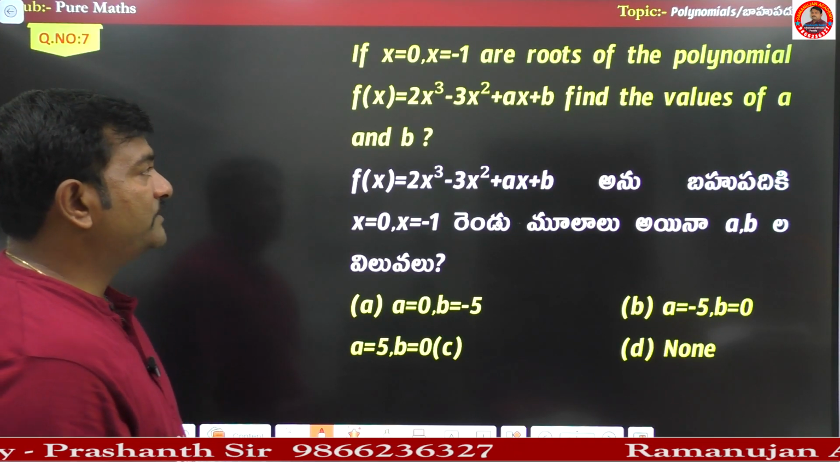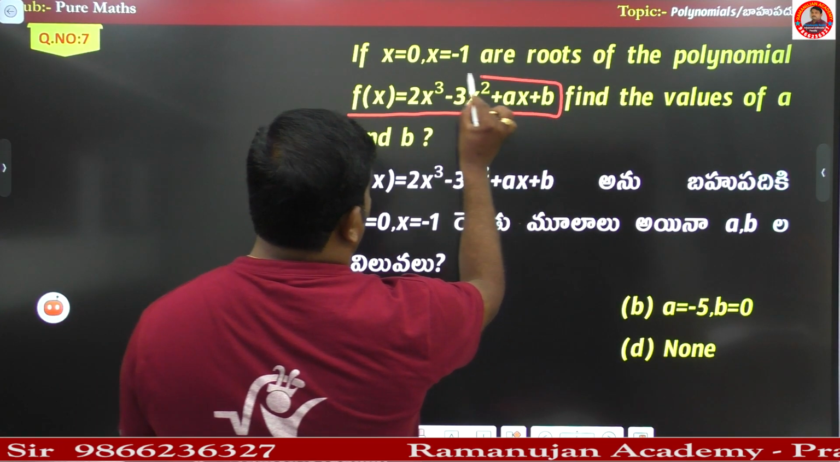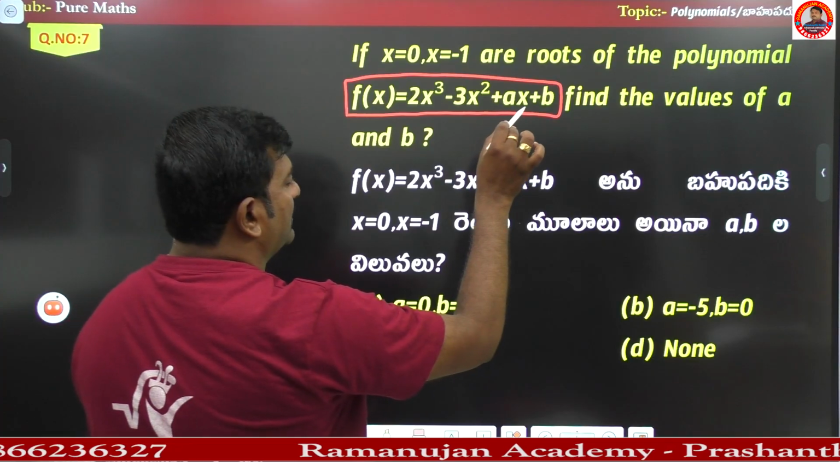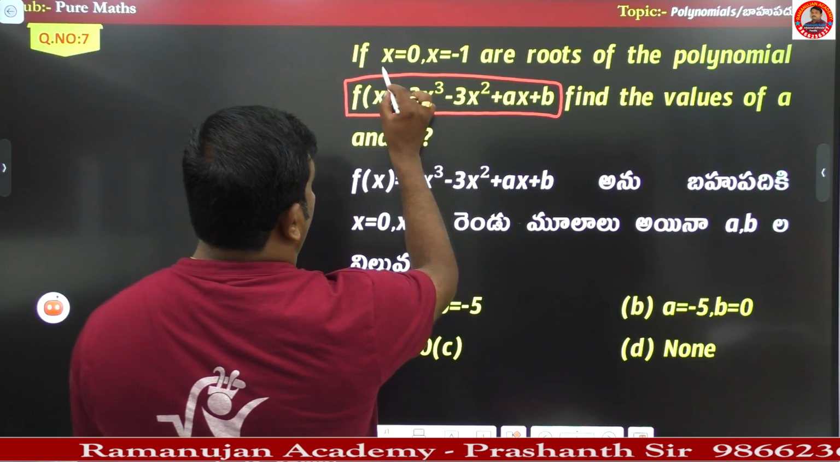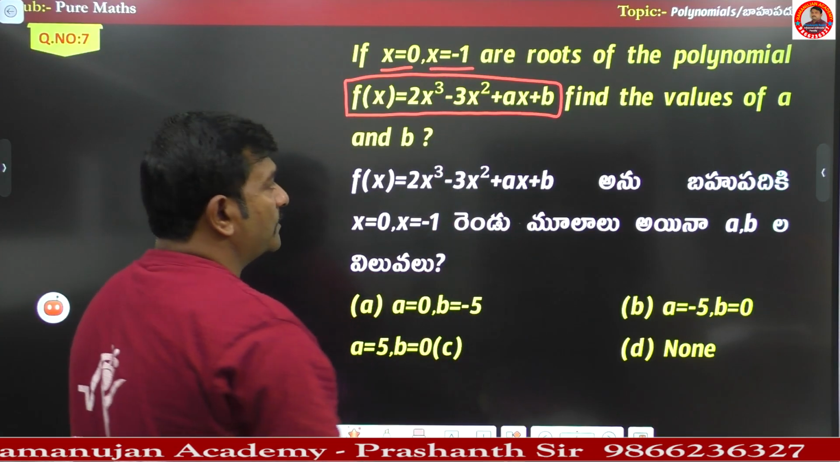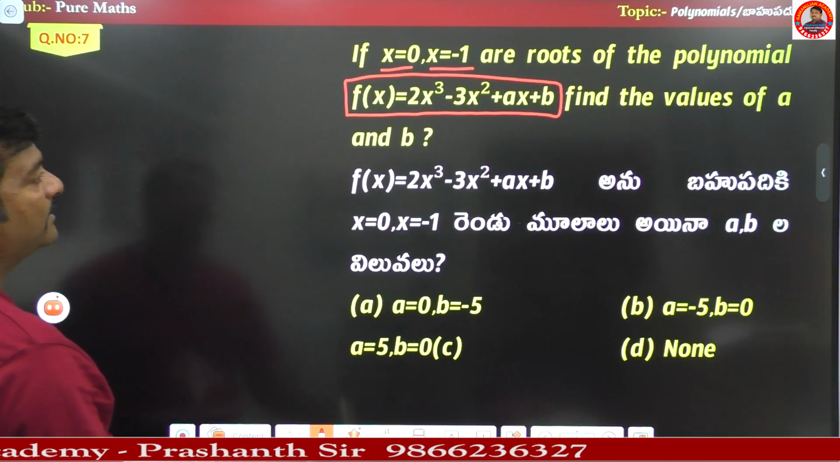X equal to 0, actually it is the cubic polynomial, yes or no? Actually it is a cubic polynomial. For this cubic polynomial, 3 roots are there. Of course, finding the roots are not important here. 3 roots are there. One root is x equal to 0, one root is x equal to minus 1. If you are substituting those values, you should get that value equal to 0.